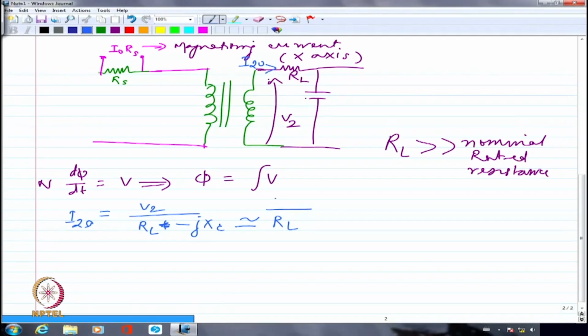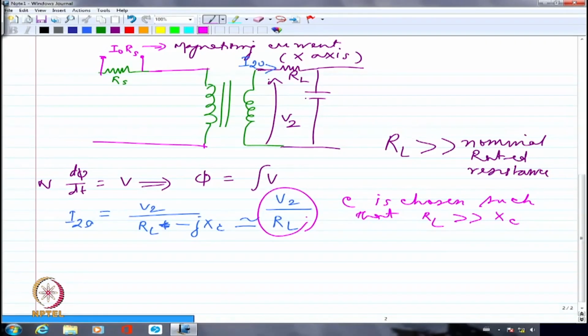So I should say that C is chosen such that RL is much higher than XC. Right? Because of which I can say the current is mainly dependent upon RL only, nothing else. Okay? So I can substitute this here.